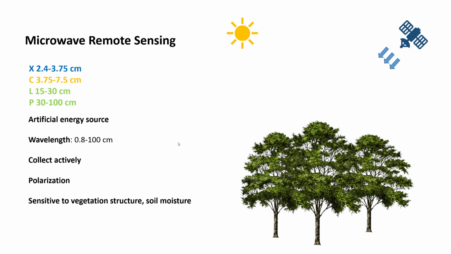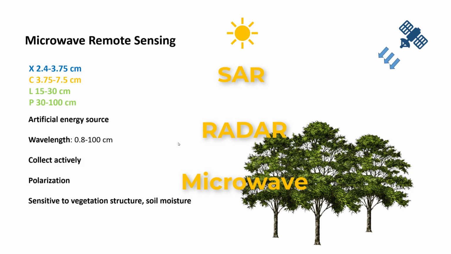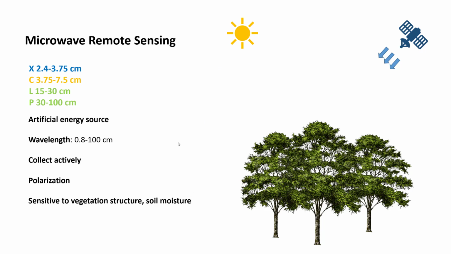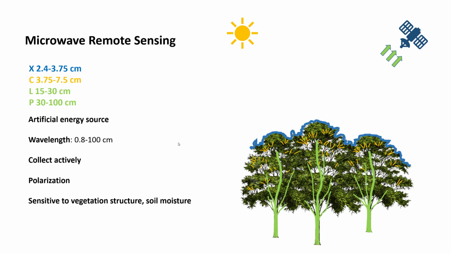The most common microwave instrument is synthetic aperture radar, or SAR. So SAR, radar, and microwave image are, under some conditions, exchangeable terms. The sensor collects the reflected signal emitted by itself. Compared to the optical signal, microwave has more power to penetrate through cloud, haze, dust, rain, and canopy.